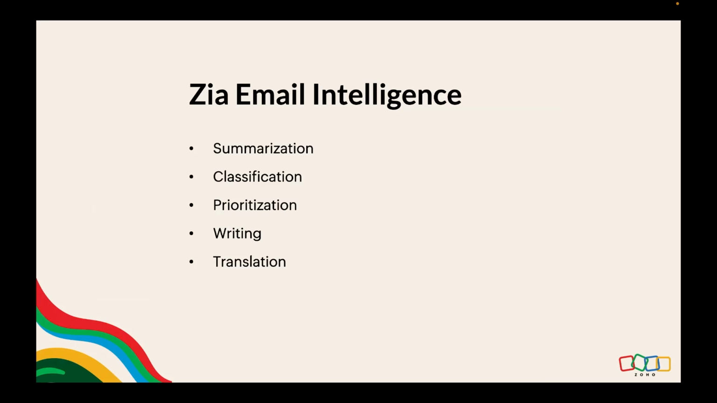So now we have email intelligence. That's what we're going to be looking at first. Zia's email intelligence capabilities give you a lot of features. The basic ones like summarization or helping you write, of course, and translation if you have leads from other countries.